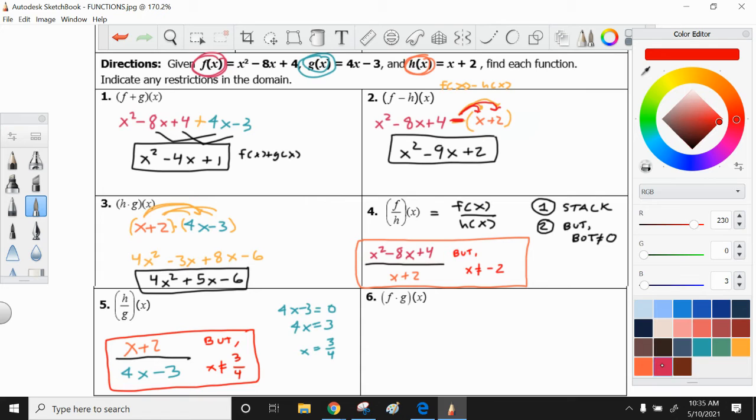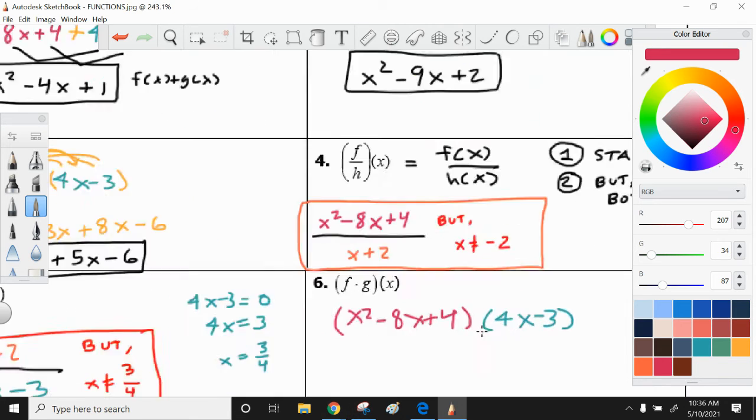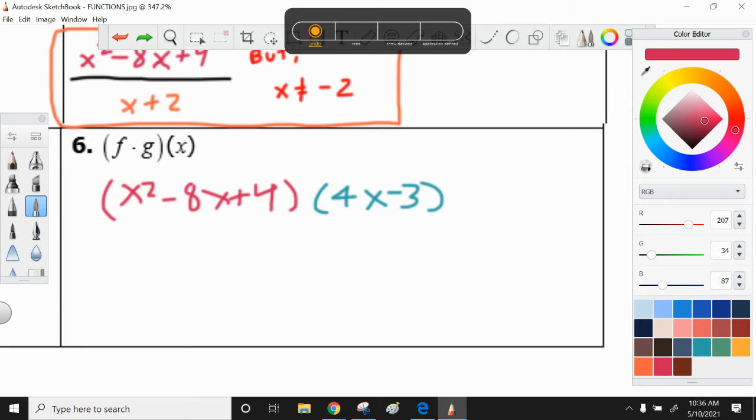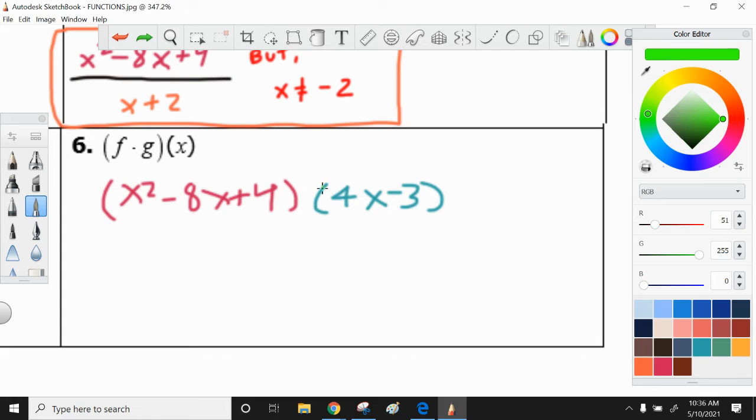And finishing up, we've got number 6. It's f times g. That would be x squared minus 8x plus 4 times g, which would be 4x minus 3. And we need to multiply these, so we're going to have to FOIL them. Now, maybe the first time that you've ever seen this in algebra is that you have a trinomial times a binomial, and you need to multiply these two things, and you need to FOIL them, but it's not just a 2 by 2, it's a 3 by 2, okay?